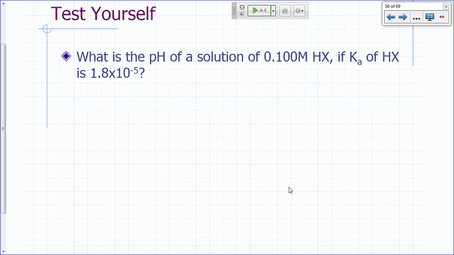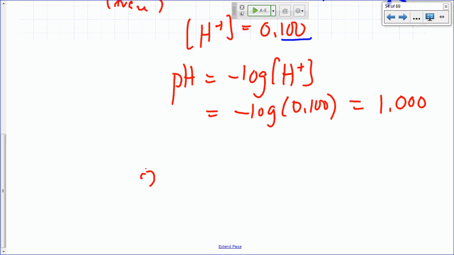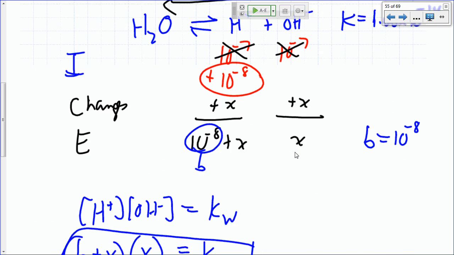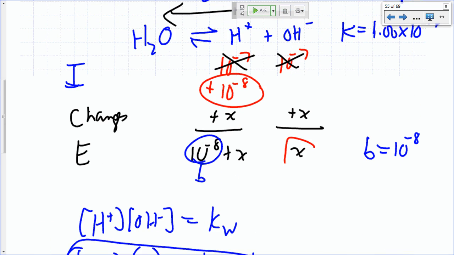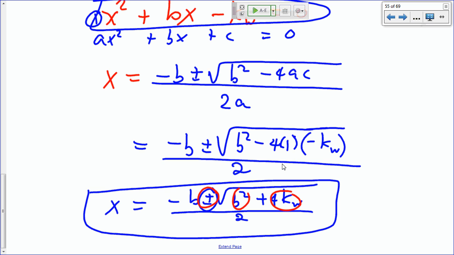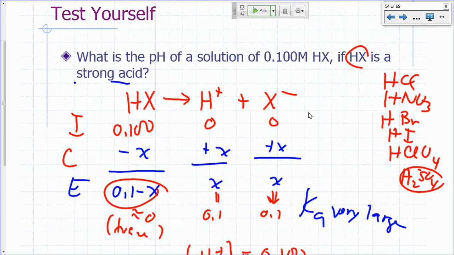What is the pH of a solution of 0.1 molar HX if Ka of HX is 1.8 times 10 to the negative 5th? Oh, before that, by the way, let's go back to that earlier calculation we did. Remember we said H plus was supposed to be 0.1 plus X, right? And what do you notice? X is really just the hydroxide concentration too, right? Correct? So once you get your X here, you get your hydroxide concentration, and then from that you can get your H plus concentration. So, X is really just the hydroxide concentration.